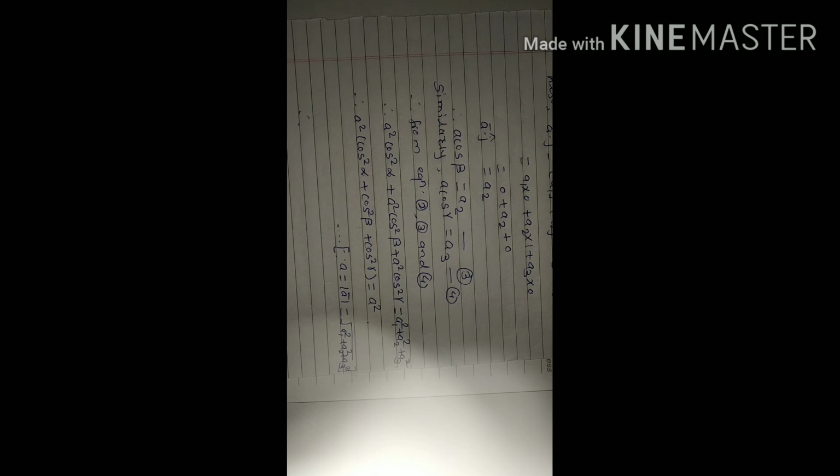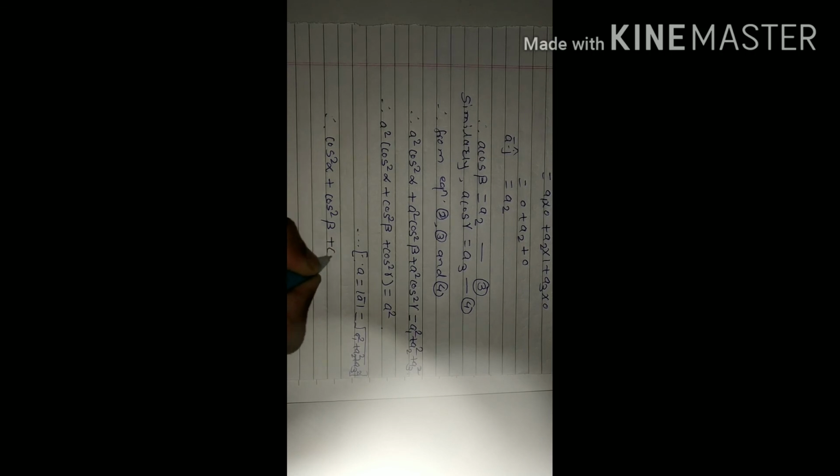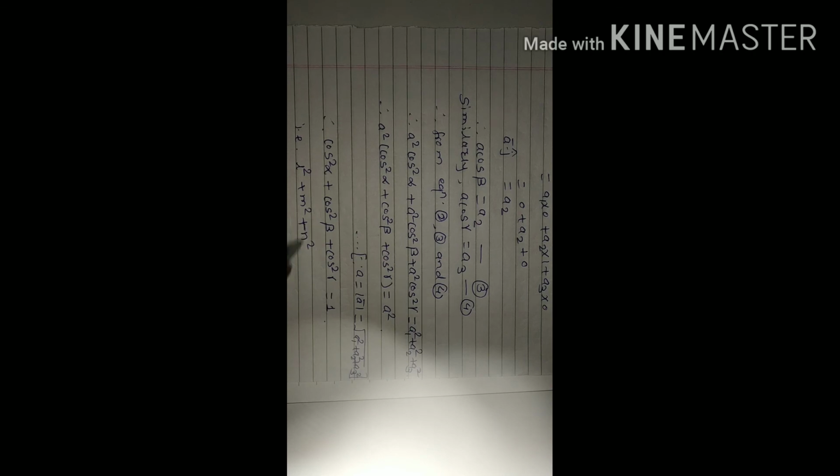Therefore, we write the above equation as cos square alpha plus cos square beta plus cos square gamma is equal to 1. Putting cos alpha equal to L, cos beta equal to M, and cos gamma equal to N, we get L square plus M square plus N square is equal to 1. Hence proved.